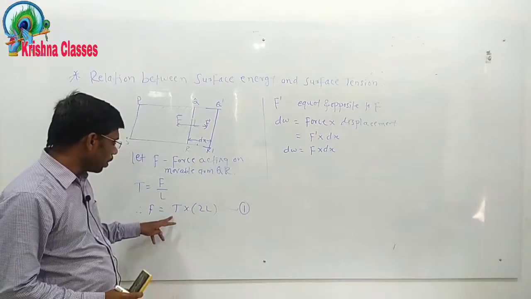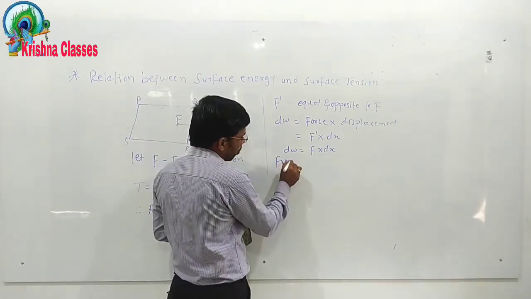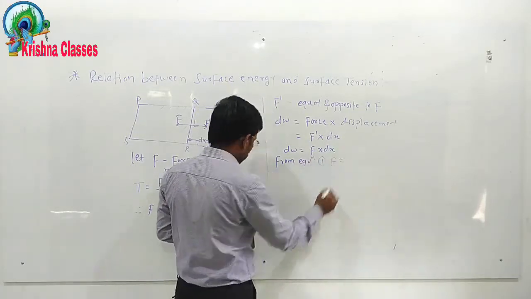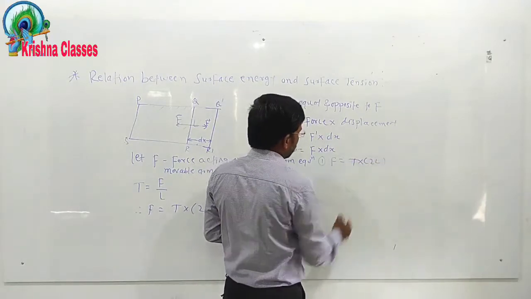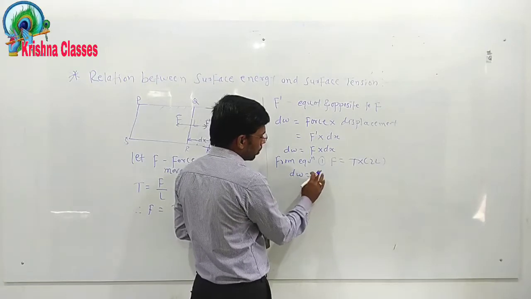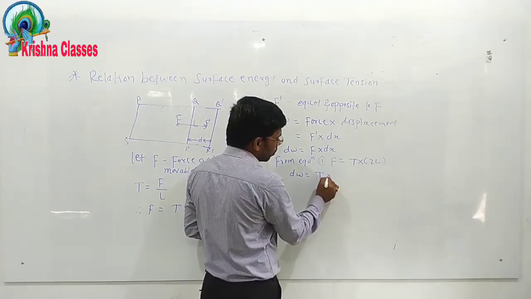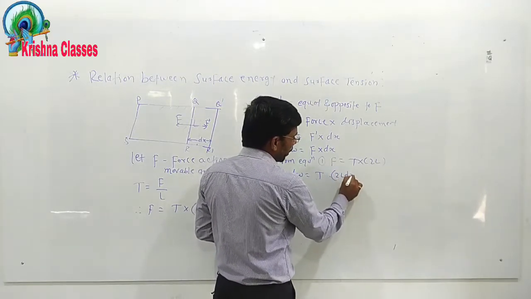And from equation 1 we know the value of F. What is the value of F? T into twice L. So dW is equal to F, and the value of F is T into twice L. So we will write this as T into twice L dx.